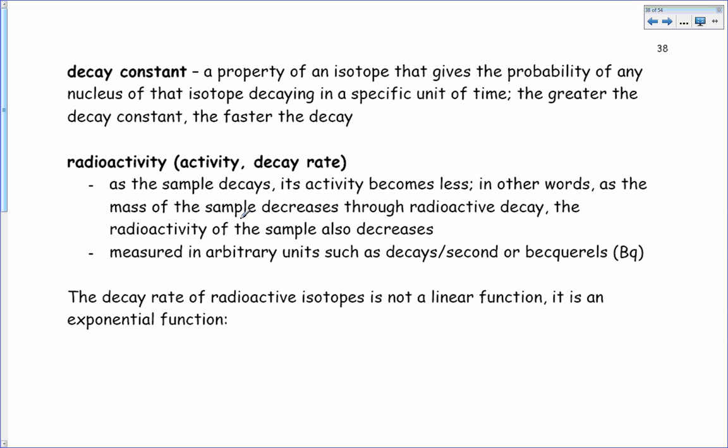So as the mass of a sample decreases through radioactive decay, the radioactivity of the sample also decreases. Radioactivity is measured in arbitrary units. We don't have one specific standard international unit to measure it in. It might be decays per second or becquerels or some different units. The decay rate of radioactive isotopes is not linear, so we would never use a linear graph to describe it. It doesn't look like this. That doesn't work.